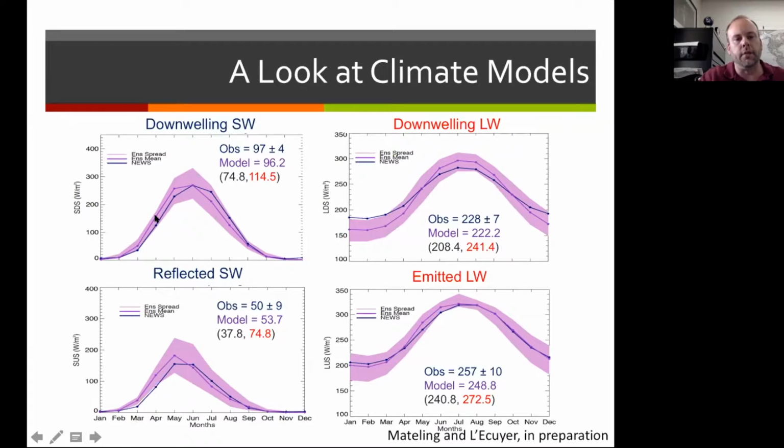And what you see is, if you compare the ensemble mean from the CMIP5 models, that's this purple line here, where now the NEWS is shown in blue, the purple line actually agrees very well with the NEWS estimates.